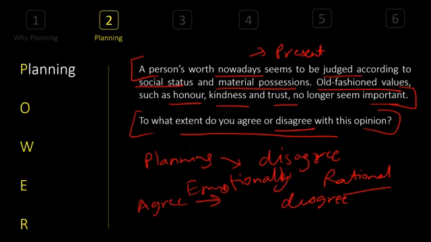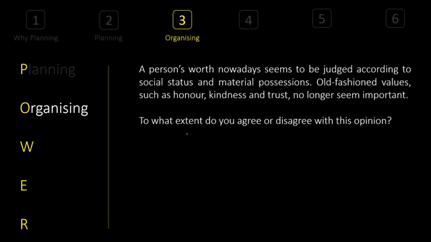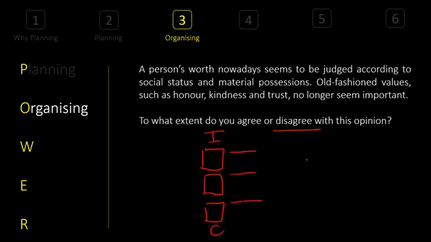I hope you understood this part. The second phase would be organizing. What happens in organizing? Well, let's take the same question. Earlier, we understood what side we are taking. Let's say in my case, I'm taking disagree. Now in organizing, you're supposed to create boxes. These boxes are like: first is introduction, then we have conclusion. These boxes are like paragraphs, and one paragraph equals one particular idea.